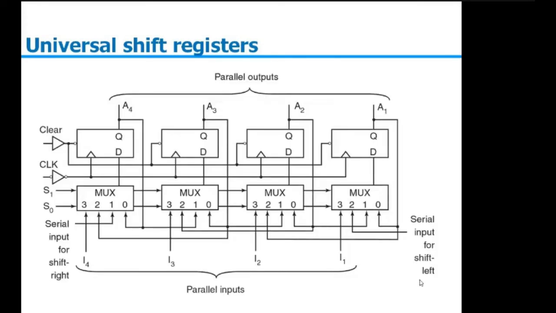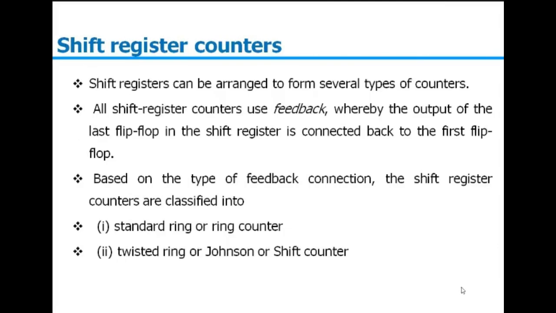The next we will be talking about shift register counters. By using a shift register, we can design some specific types of counters. The first is the ring counter or standard ring counter. The second one is the twisted ring counter or Johnson counter. Sometimes we also call that a shift counter.